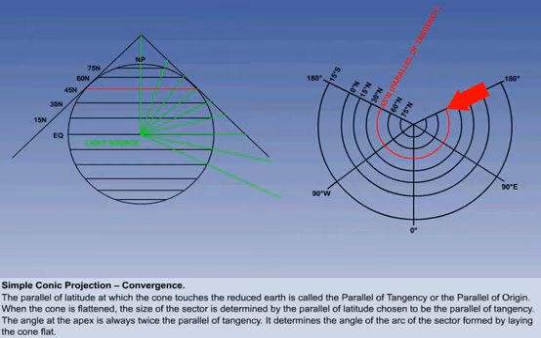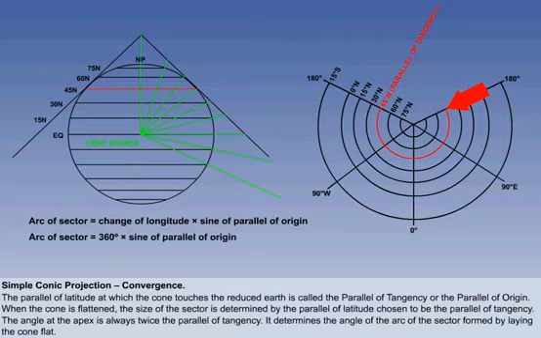The apex angle is known as the angle of the cone. It determines the angle of the arc of the sector formed by laying the cone flat. The relationship of the sector to the original 360 degrees of longitude is determined by the sine of the parallel of origin. The equation is that the arc of the sector equals the change of longitude times the sine of the parallel of origin.